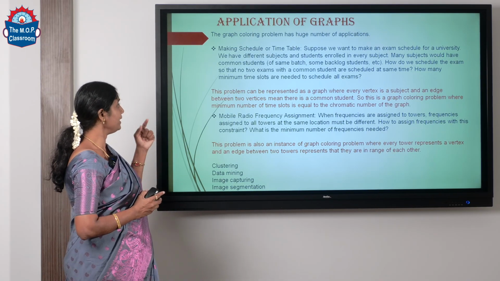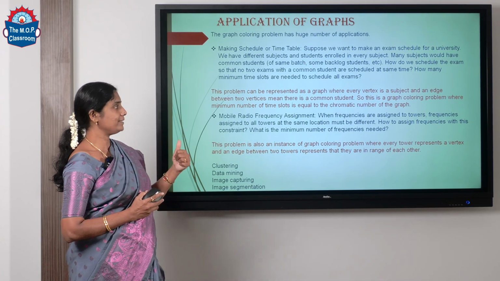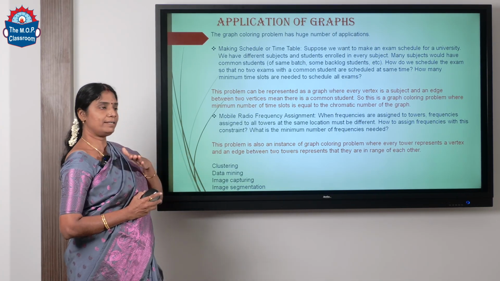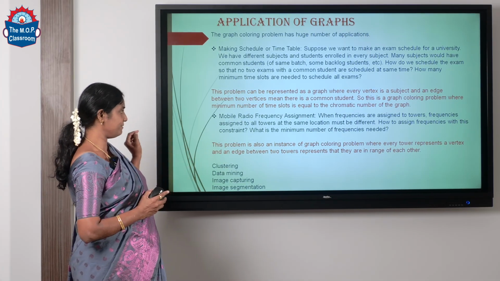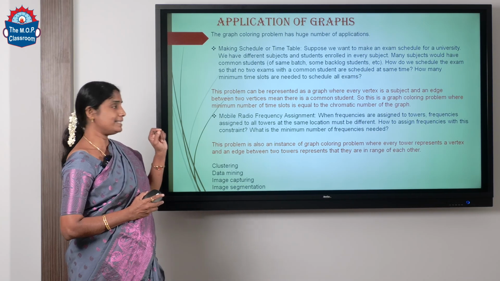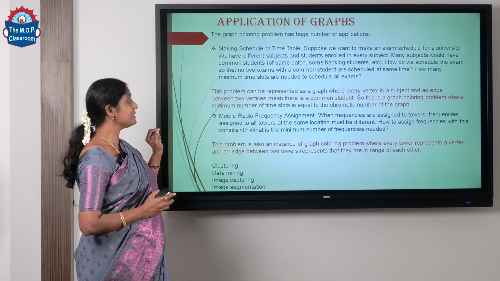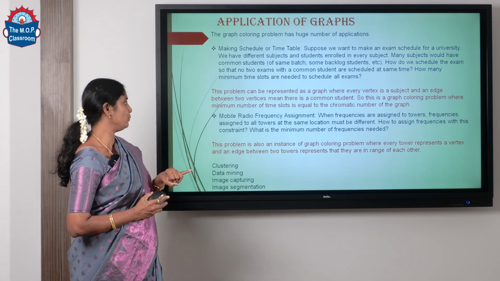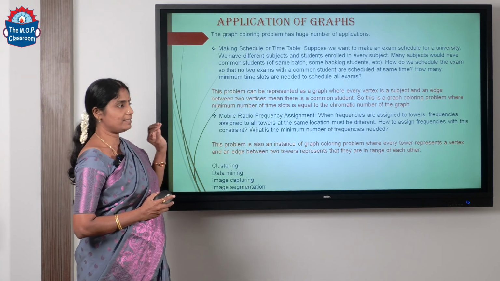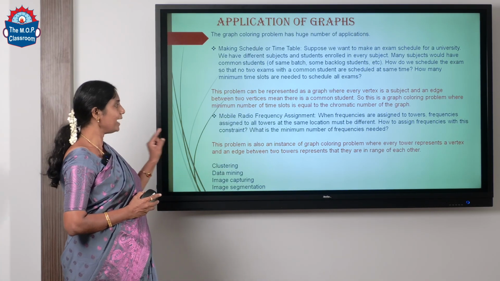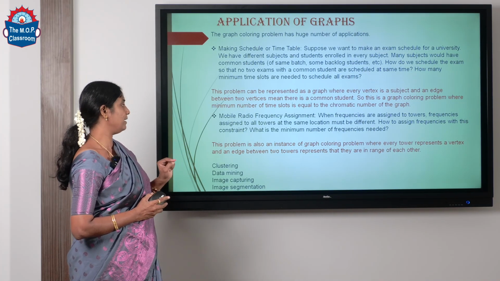In the same way, I can use my coloring concepts for mobile radio frequency assignment. Frequencies are assigned to different towers, and different towers will have different frequencies. You have to assign the frequencies in such a way that you know which frequency is to be allotted and what is the minimum number of frequencies needed to keep the situation error-free. So again the problem can be taken forward using graph coloring conditions and you can find the answers.